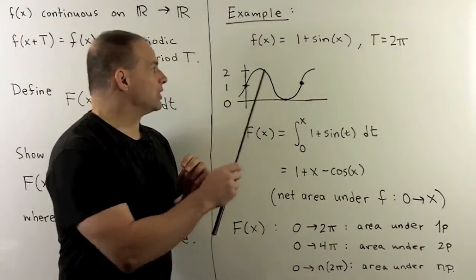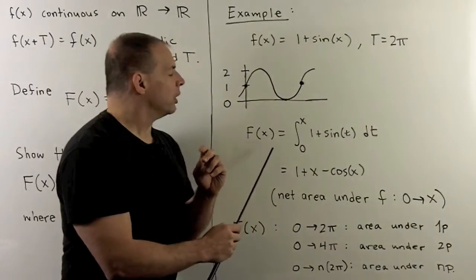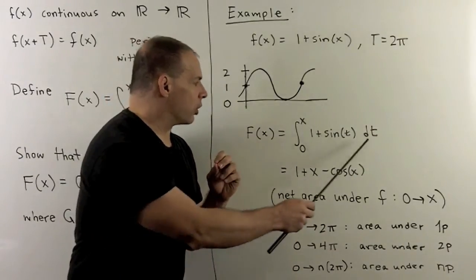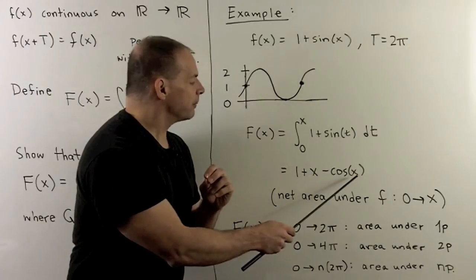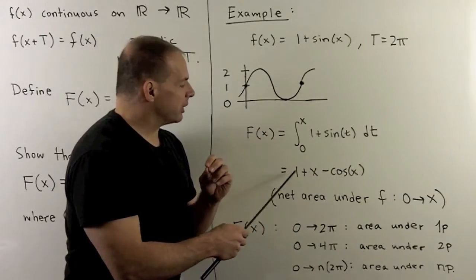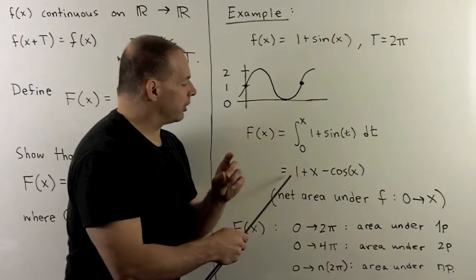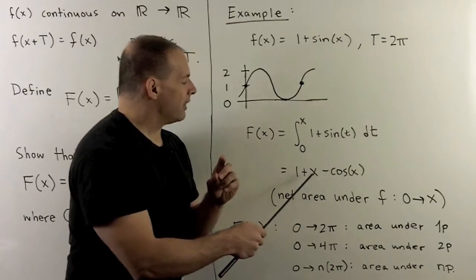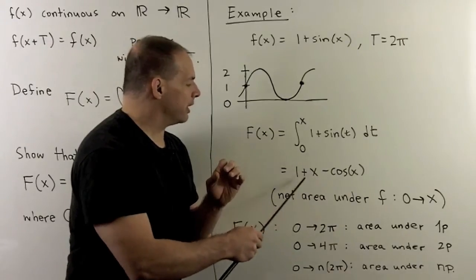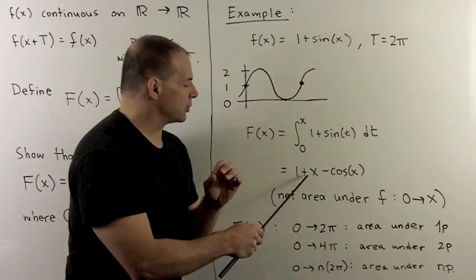Now, if we consider capital F of x, we're going to take this definite integral. That'll give us 1 plus x minus cosine of x. And we'll note this is going to split into two pieces. We'll have a periodic function given by 1 minus cosine of x. Then we'll have the mx part given by this term where m is equal to 1.